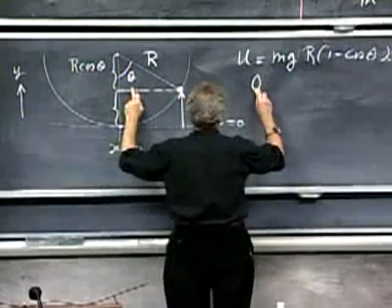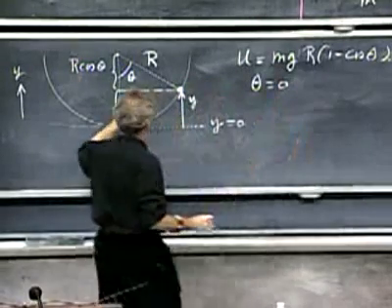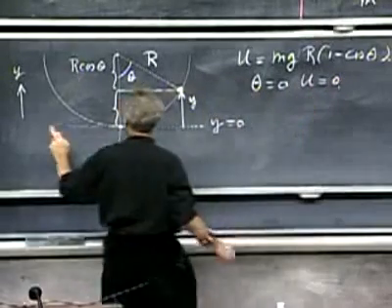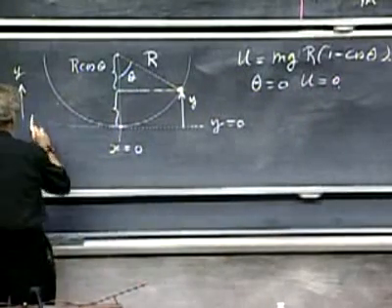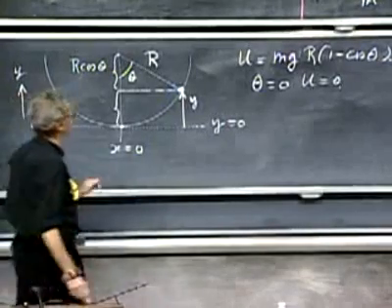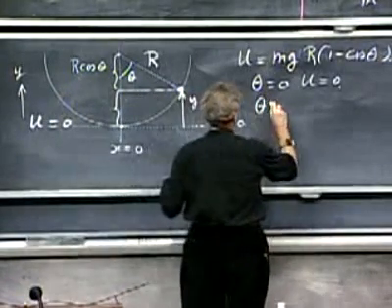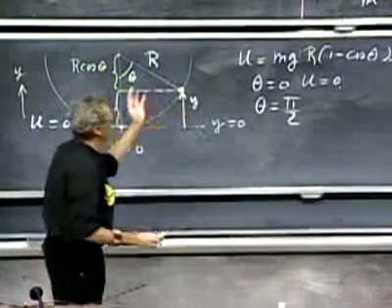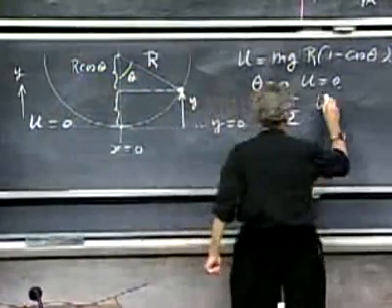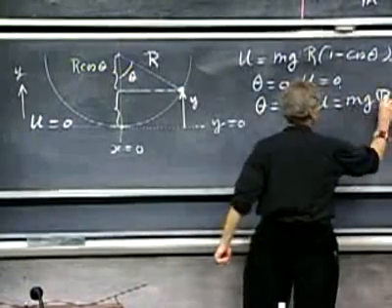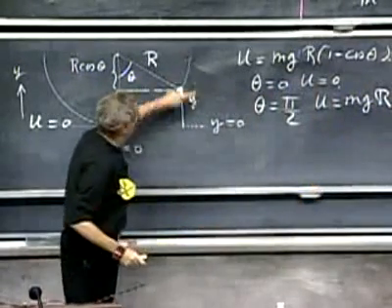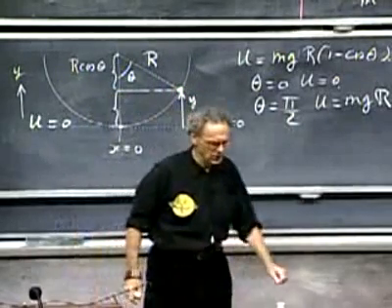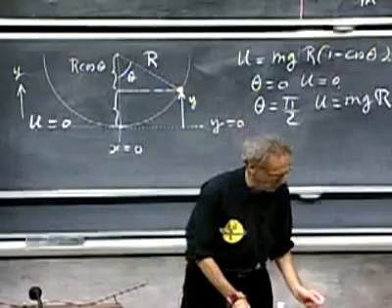Notice if theta equals 0, then the cosine theta equals 1, then you find U equals 0. That's, of course, the way I defined my y equals 0. Notice that when theta equals pi over 2, if the object were here, you find that the potential energy U equals mgr. That's exactly right, because then the distance between here and y equals 0 is r. So this is the potential energy as a function of angle theta.